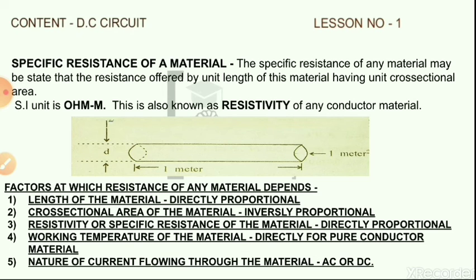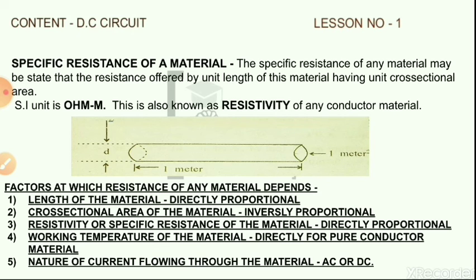And the fourth point is the working temperature of the material, which is directly proportional for conductor material. It means if any material's working temperature increases, then the total resistance of the conductor material will always increase.